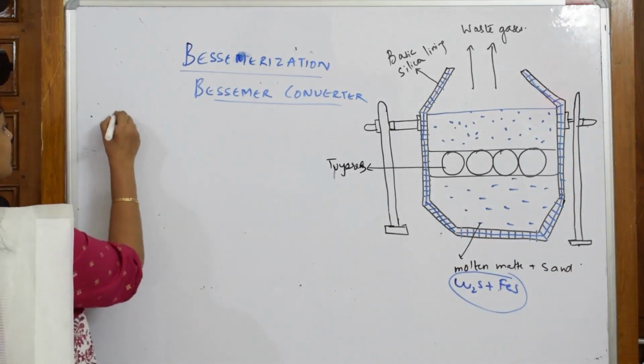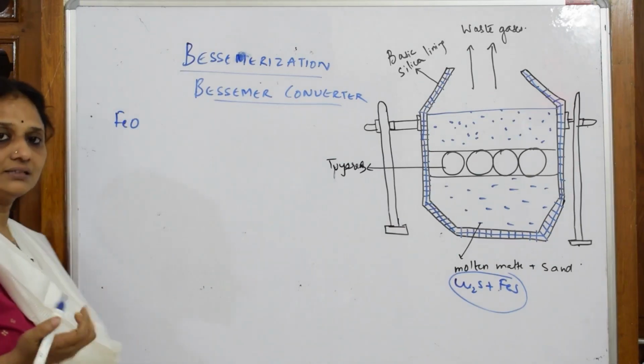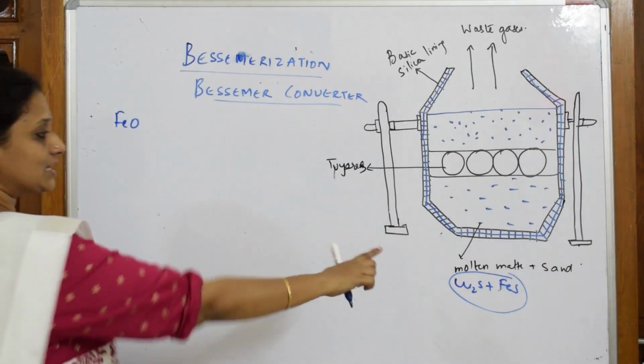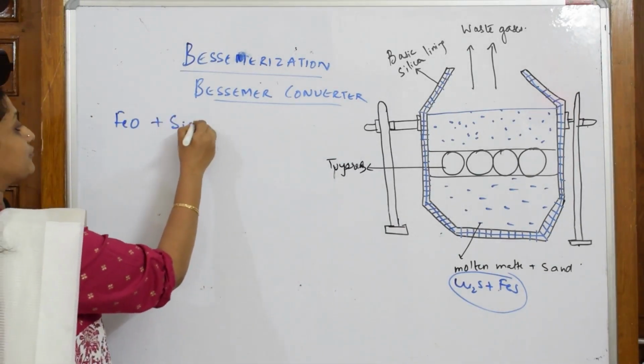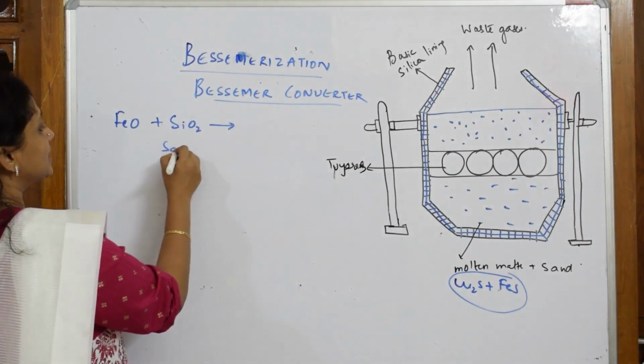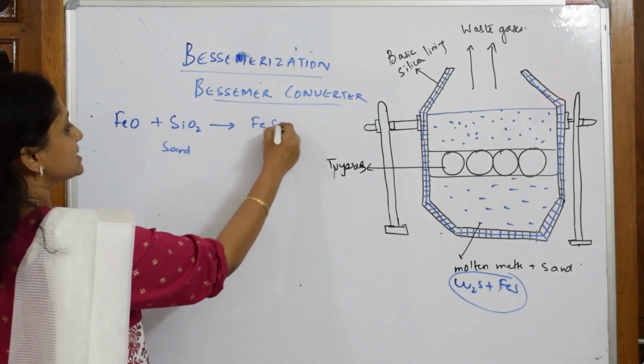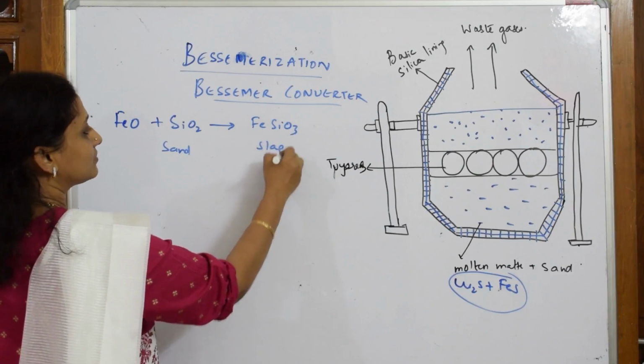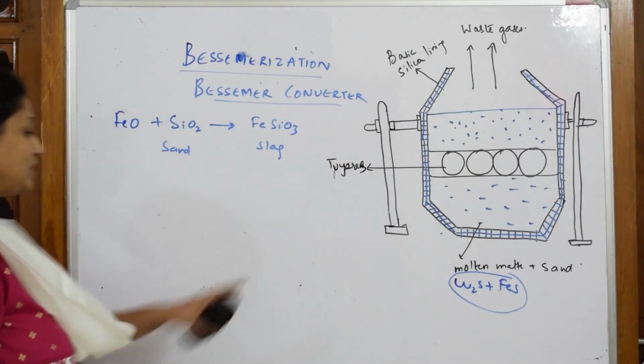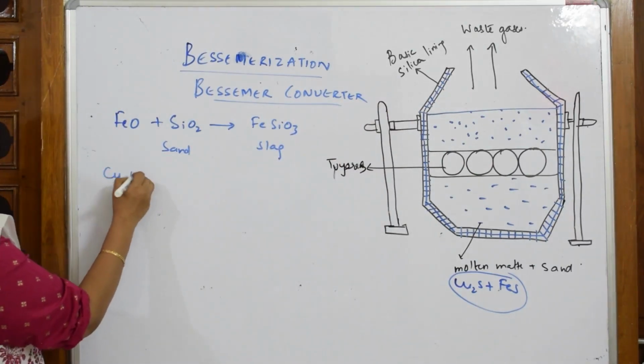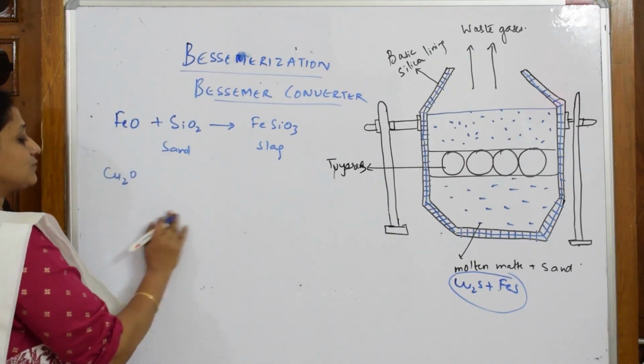Now FeO, whatever was there earlier, combines with sand, the leftover, and this is your sand. It comes out as FeSiO3 slag. This is done. This is removed. Now, we also have copper oxide. Now, copper oxide, what do we show?